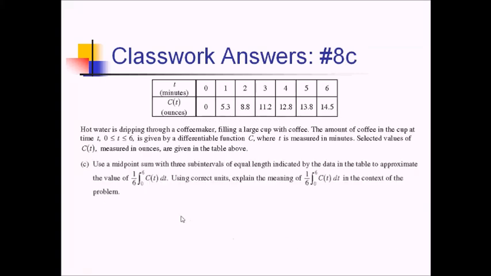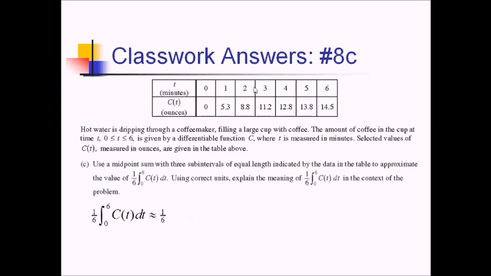For this next problem, they want us to use a midpoint sum with 3 subintervals to approximate the value of 1/6 integral from 0 to 6 of C of t dt. All right, well, let's go ahead and do that, and then we'll figure out the rest of this. So this is going to be approximately equal to 1/6, and I wrote approximately equal because they said approximate. So now I launch into my midpoint Riemann sum. My 3 subintervals are 0 to 2, 2 to 4, and 4 to 6.